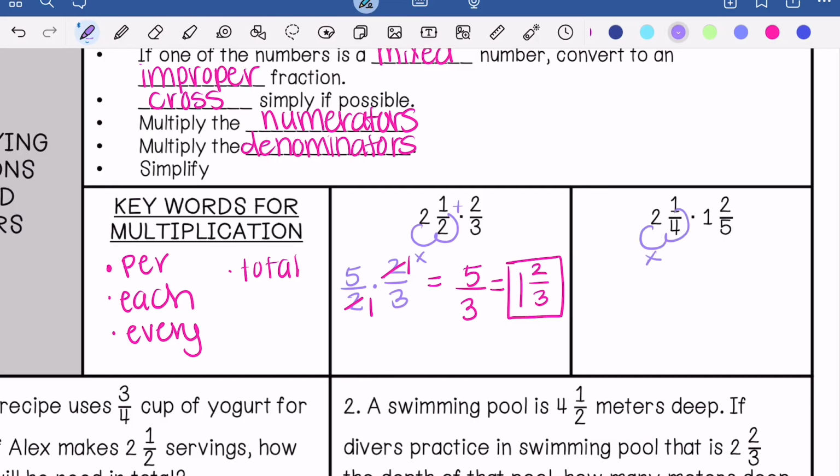Going to change these two mixed numbers to improper fractions. I don't see a cross simplification opportunity here. 9 times 7 is 63. 4 times 5 is 20. 20 can go into 63 3 times with a remainder of 3. So 3 3/20.